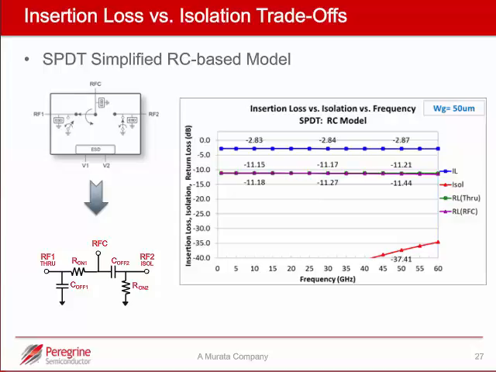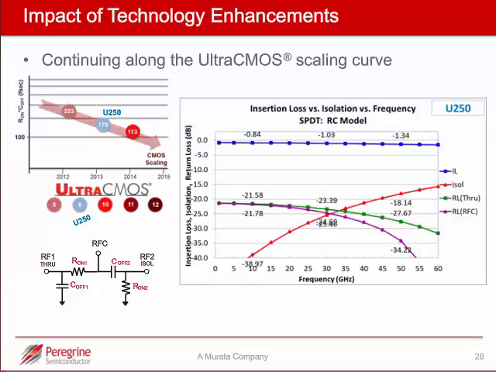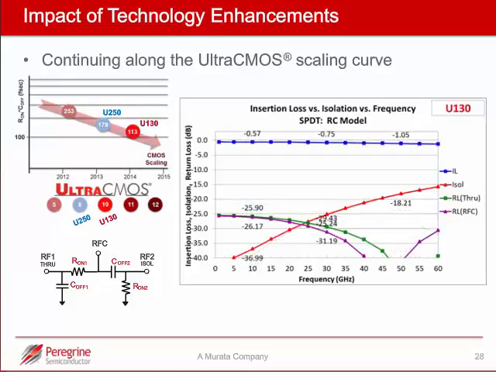Now, looking at the fundamental technology, this is looking at performance at 200 microns for a U250 technology. And if we use that same model and just step down the curve here from U250, which is a 179 product for R-on, C-off, to 113 for our next generation U130, UltraCMOS 10, you can see that it buys about 3/10 of a dB. It went from minus 1.3 to minus 1.0 at 50 gigahertz without impacting the isolation.